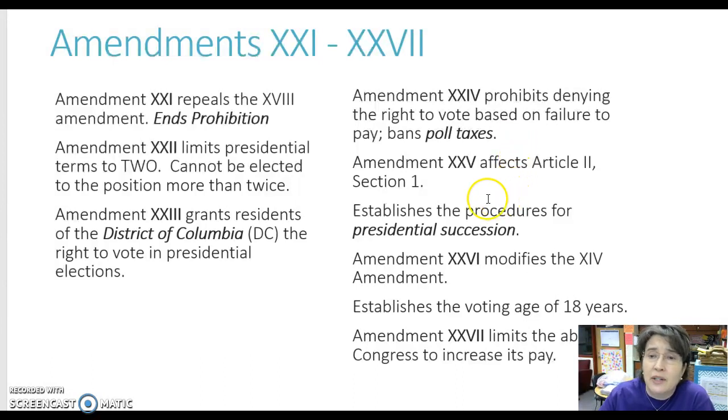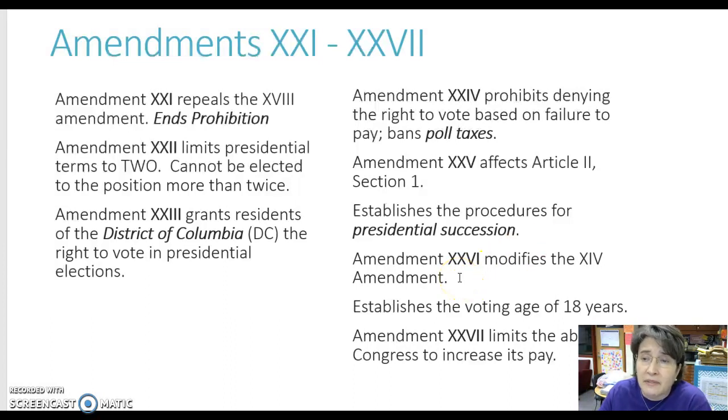Amendment 25 affects Article 2, Section 2, and it establishes the procedures for presidential succession. We know that if something were to prevent the president from fulfilling his or her job, then the vice president steps in. But in the event that neither the president nor the vice president could serve in that capacity, it outlines a long list of folks who would step in. That's the presidential line of succession.